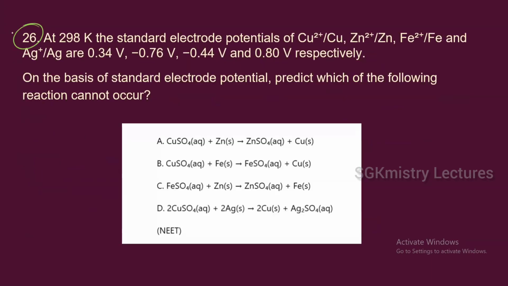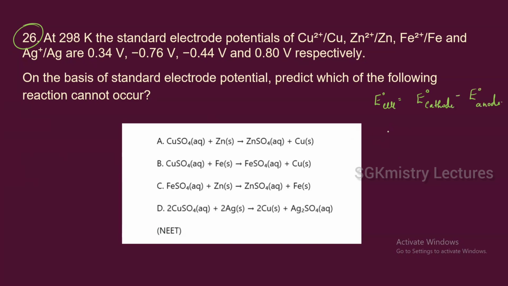Number 26, at 298 Kelvin, the standard electrode potentials of Cu2 plus Cu, Zn2 plus Zn, Fe2 plus Fe, and Ag plus Ag have been given. That is 0.34 volt, minus 0.76 volt, minus 0.44, and 0.80 volt respectively. On the basis of standard electrode potential, predict which of the following reactions cannot occur. So again, we need to use the E naught. E naught cell is equal to E naught cathode minus E naught anode.